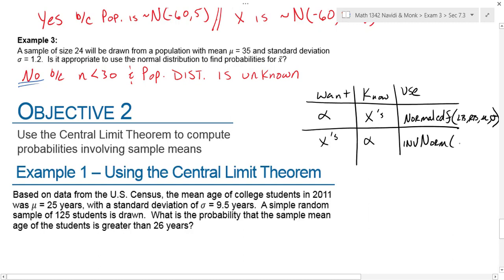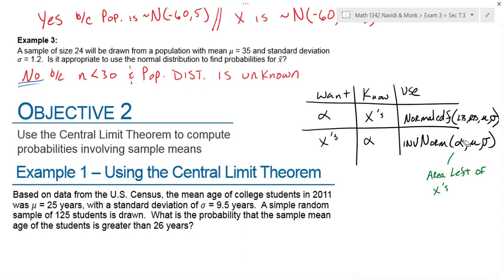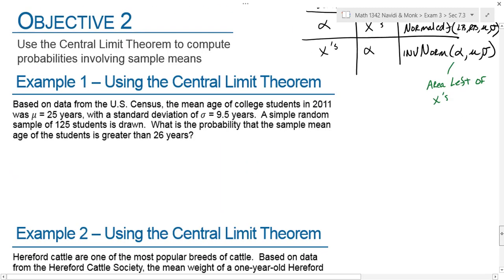And for the inverse norm, we used alpha, mean, standard deviation, where alpha here had to be the area to the left of the x's that we were looking for. What did I tell you to use if you were given the area to the right? 1 minus alpha. If you've forgotten that, go back to the 7.1 lecture video and watch that again. So we will have to draw a picture here of what's going on.